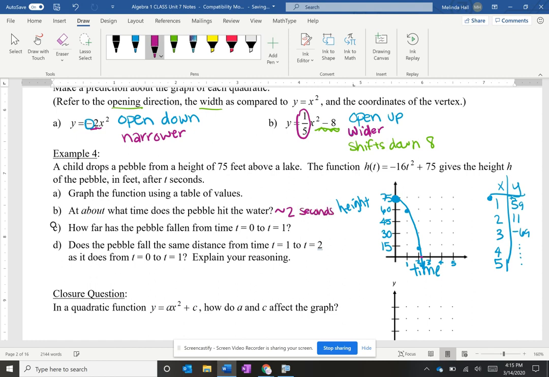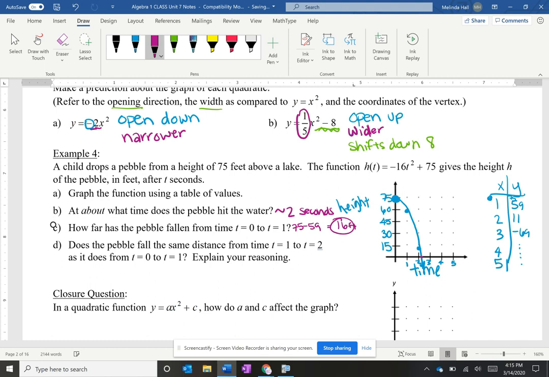And then how far has the pebble fallen from t equals 0 to t equals 1? That is from 75 to 59. So, 75 minus 59 would give us 16. And that would be 16 feet.